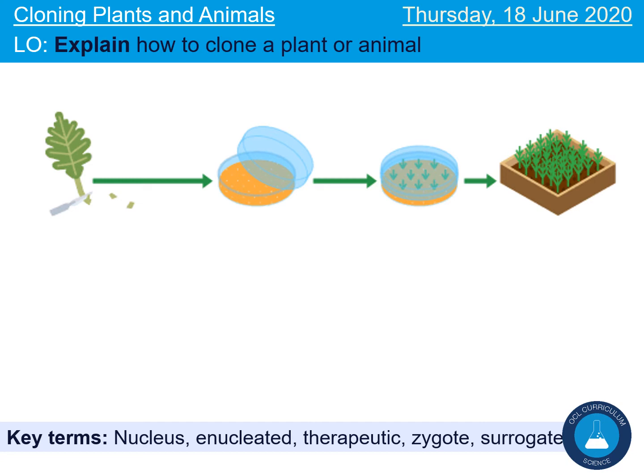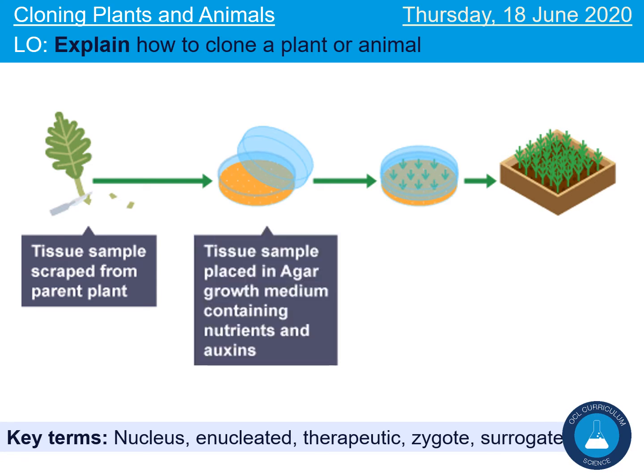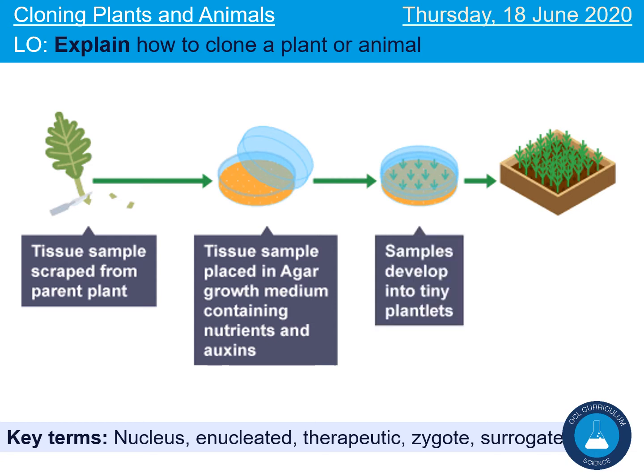Step 1, a scientist would scrape off tiny bits of the plant which would just contain a few meristem cells from the parent plant. Then the tissue samples are placed in an agar, a sugar solution containing growth hormones, in this case auxin. The tissue samples then grow into tiny plantlets in the Petri dish, and the plantlets are then placed into compost and grown into plants.